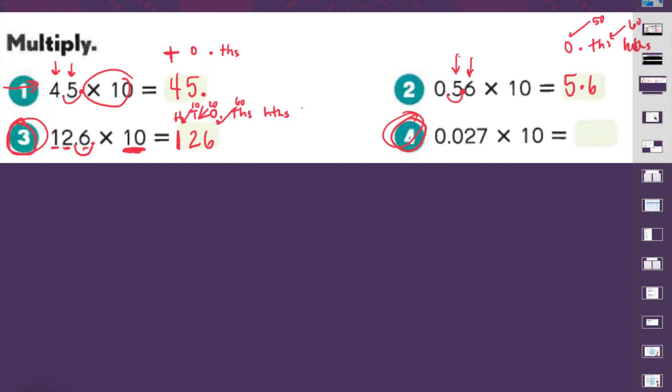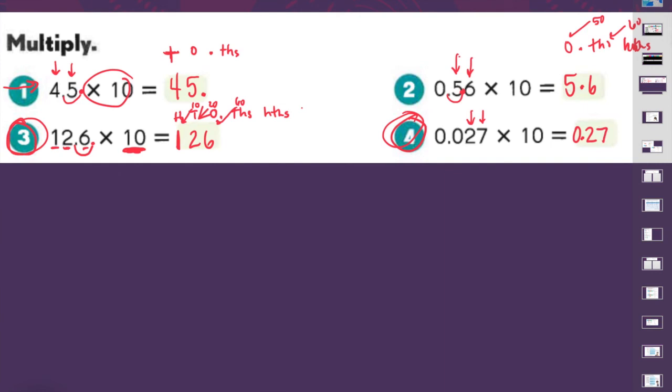All right, looking at number 4, if we have 27 thousandths times 10, let's look at the value of each digit. So 2 hundredths, when multiplied by 10, would give me 20 hundredths. Those 20 hundredths would be regrouped into 2 tenths. 7 thousandths times 10 would give me 70 thousandths. Those 70 thousandths would be regrouped into 7 tenths.